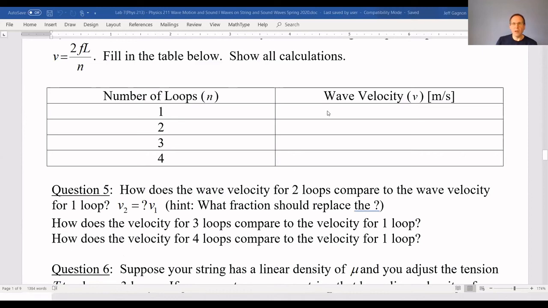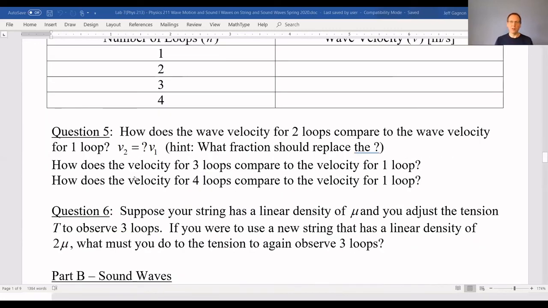So based on what you discovered from these calculations, or just thinking carefully about the formula, you want to answer question 5. Question 5 says, how does the wave velocity for 2 loops compare to the wave velocity for 1 loop? So V2 equals what times V1? And it's going to be basically a fraction. So my hint is, what is that fraction that you put there in place of the question mark? Is it a tenth, a half, an eighth? What is that fraction? Then you want to answer the question for 3 loops. How does the velocity for 3 loops compare to the velocity for 1 loop? And finally, how does the velocity for 4 loops compare to the velocity for 1 loop?